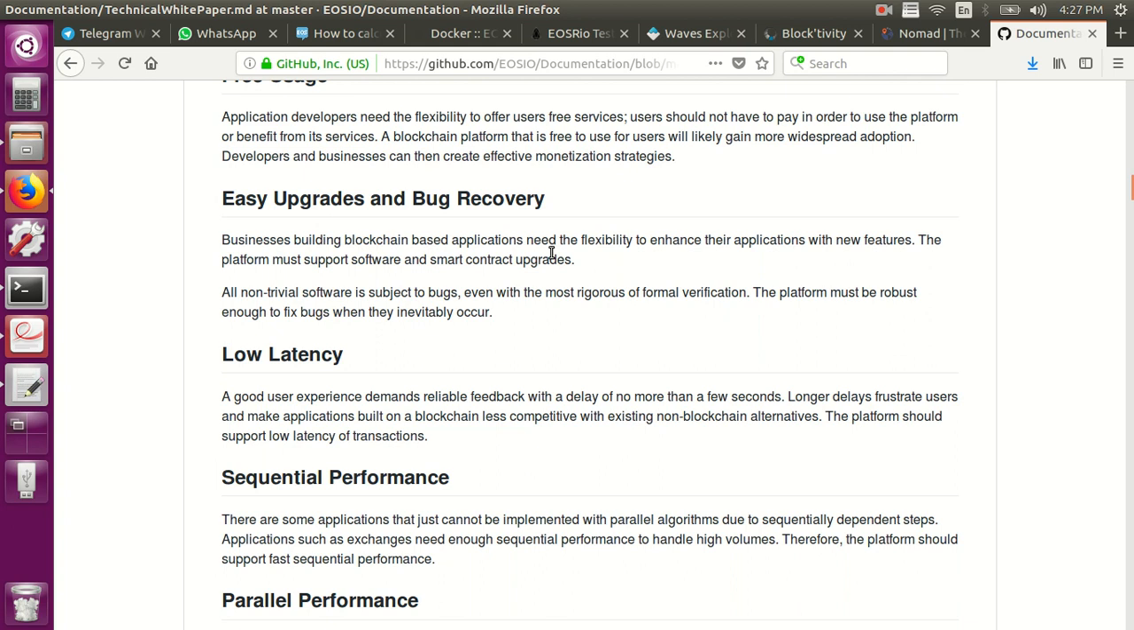Because one question you often see in the Telegram is someone comes in and goes, well, what's to stop somebody from uploading a smart contract that does one thing, and then 2 days later they upload a different smart contract that steals everyone's EOS. They discuss that later in the white paper as well.